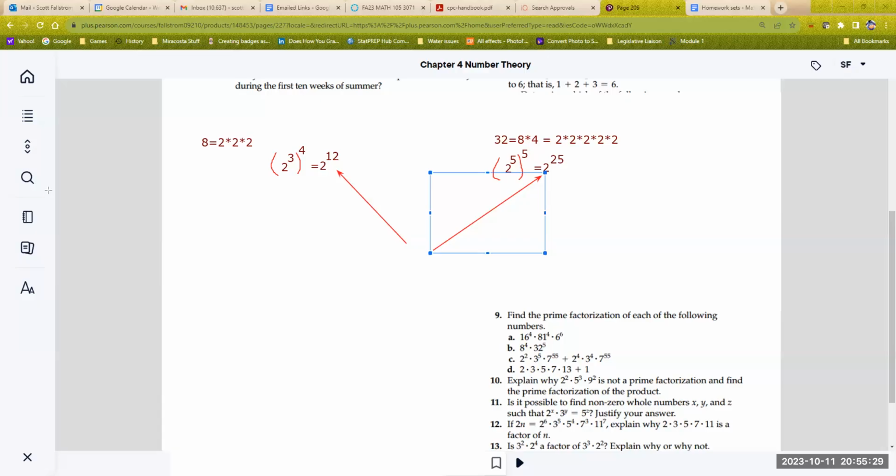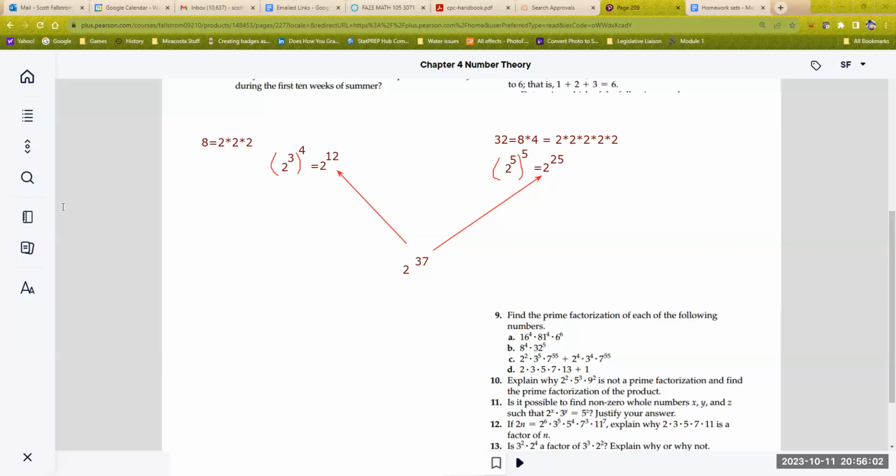So I could bring those together, and my final answer would be 2 raised to the, well, think of how many 2s you'd have in a row. If you wrote 12 of them down, then you wrote another 25 of them down, you'd end up with a grand total of 37. And that would be your prime factorization, 2 to the 37th power. So remember, for primes, you want it to break all the way down. You want to be all the way down to prime numbers.